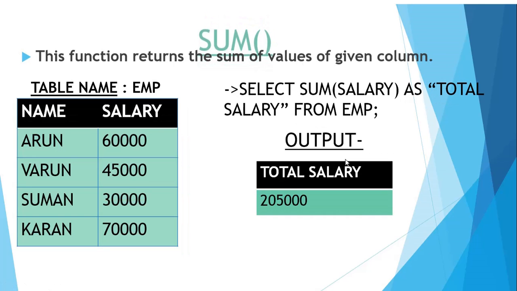The fourth function is sum. As you know, sum is the addition of all the values. So this function returns the sum of values of a given column. Here salary is the column name and the alias is total salary, from table name EMP. So sum works by adding all of them. When you add 60,000, 45,000, 30,000 and 70,000, you'll get the number 205,000.